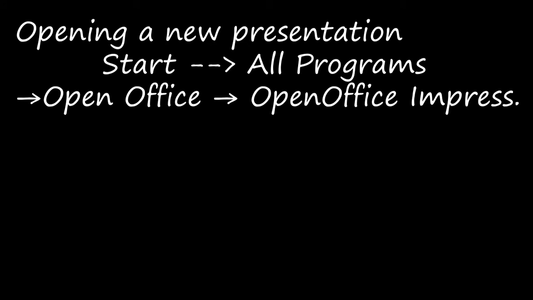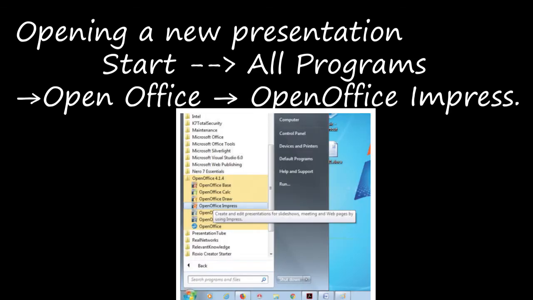Let's see how to open a new presentation. First, you can start this in many ways. Here, we'll just start using the start button, right? First, you have to click on the start button and then click on all programs, then OpenOffice, and then you have to select OpenOffice Impress. Okay.